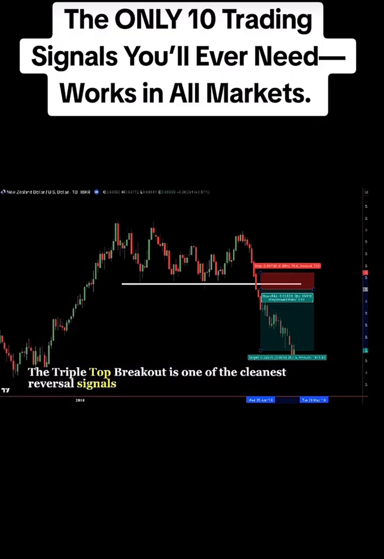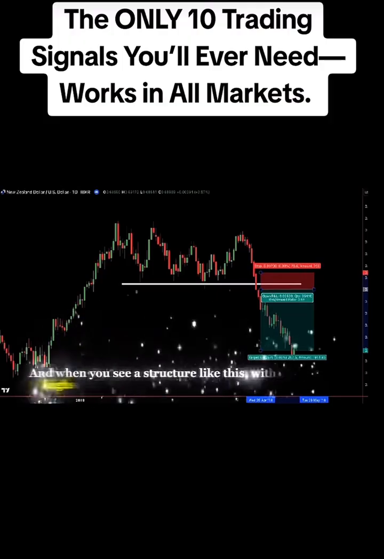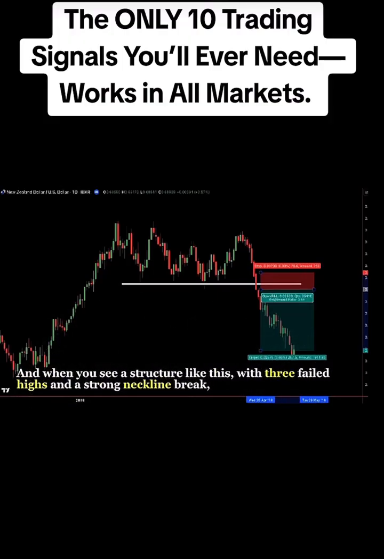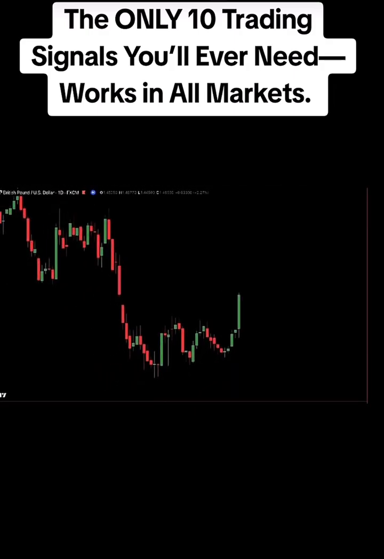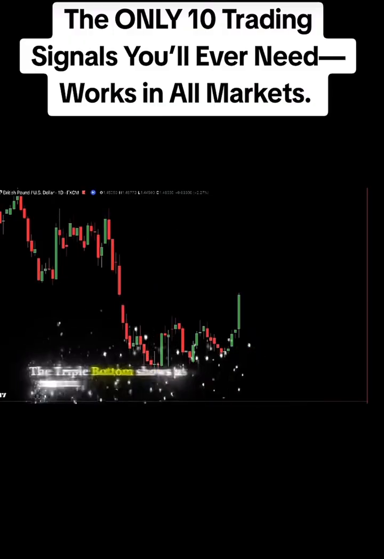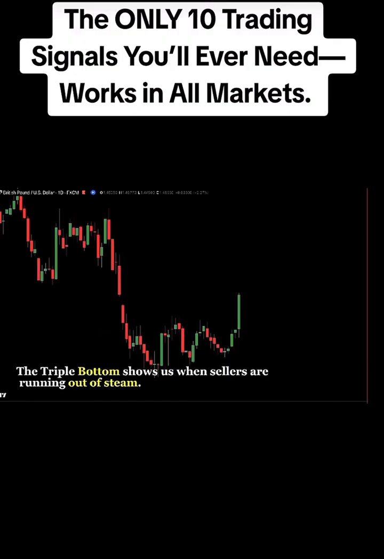The triple top breakout is one of the cleanest reversal signals, and when you see a structure like this with three failed highs and a strong neckline break, you know it's time to act. Now let's flip the script and look at a powerful bullish reversal setup, the triple bottom breakout. Just like the triple top signals buyer exhaustion, the triple bottom shows us when sellers are running out of steam.